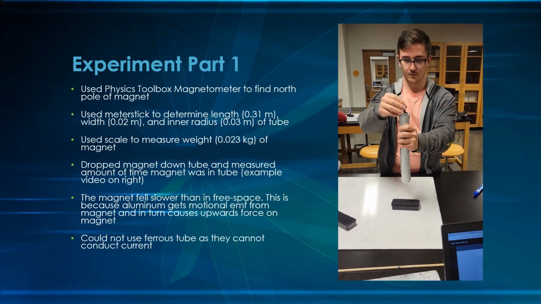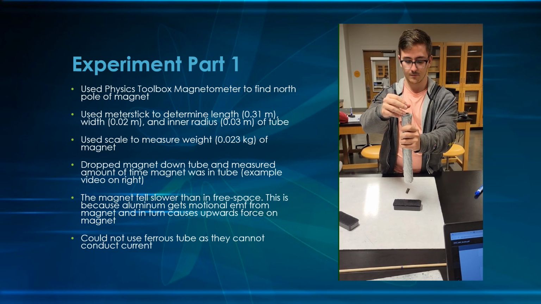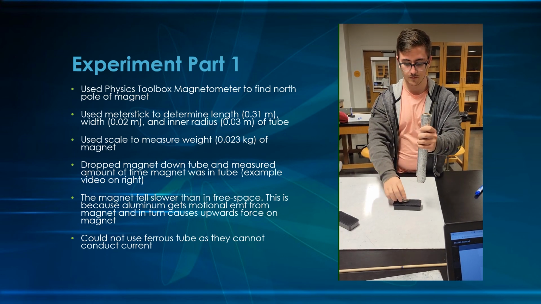For the experiment, first we used the physics toolbox magnetometer to find the north pole of the magnet. And then we used a meter stick to determine the length, width, and inner radius of the tube with the values shown. And finally, we used a scale to measure the weight of the magnet to be 0.023 kilograms. Then we dropped the magnet down the tube and measured the amount of time the magnet was in the tube. An example video is on the right.